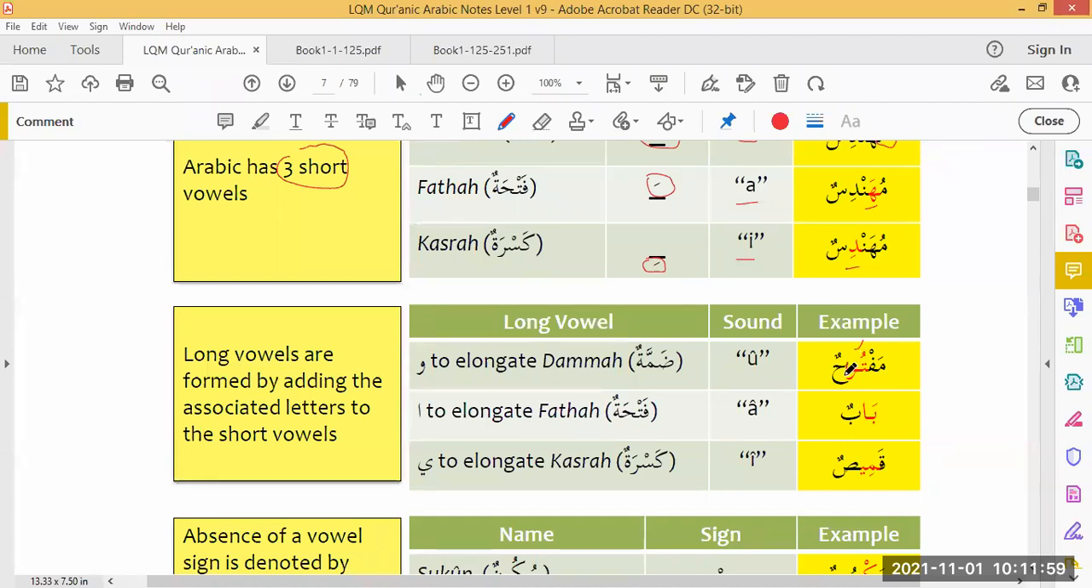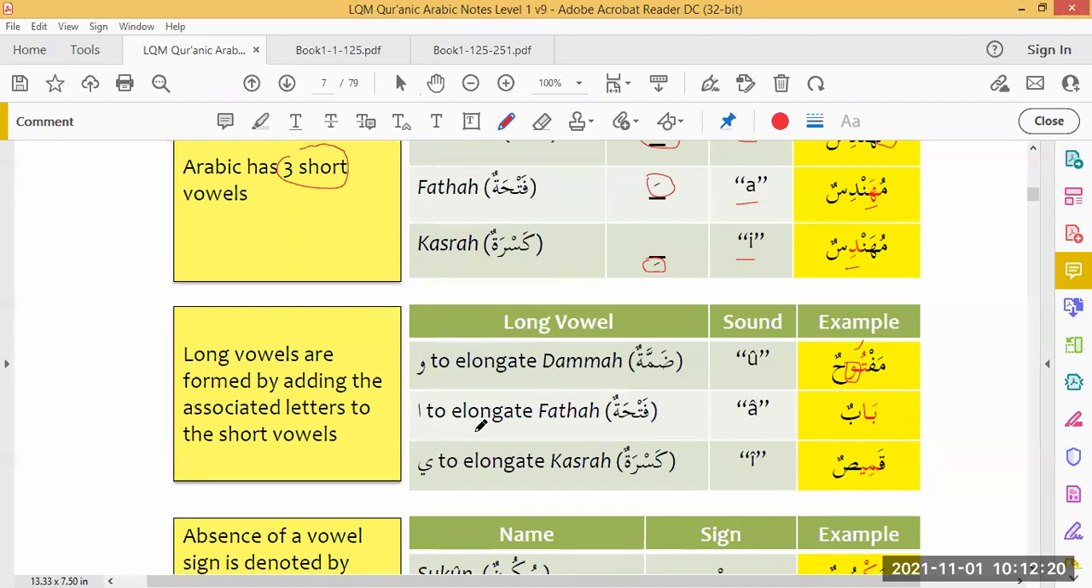We will add waw. It will give the double sound. Maftuhun. We will make it long. Maftuhun. Waw we add after the dhamma.